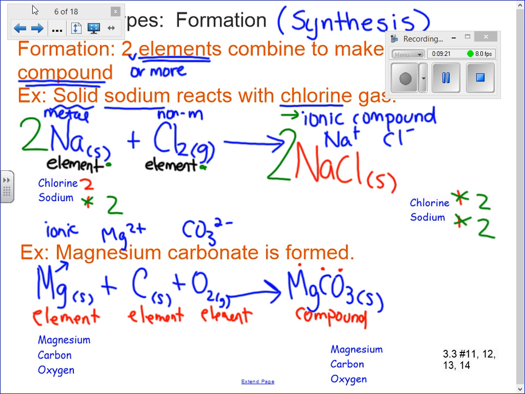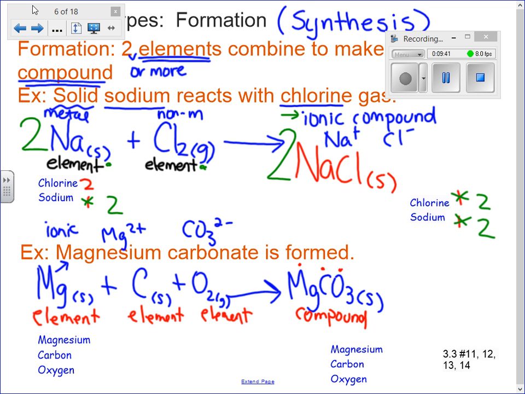Now my last step is balancing. If you got a question? Carbon is not a gas, it's a solid. If you look at the periodic table, the color coding, you'll see that it's part of the, I think it's green ones that are non-metals that are solids.